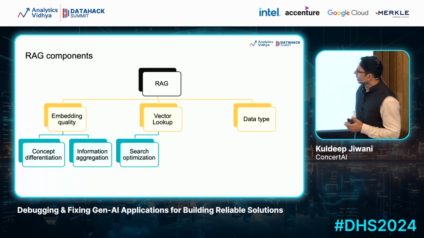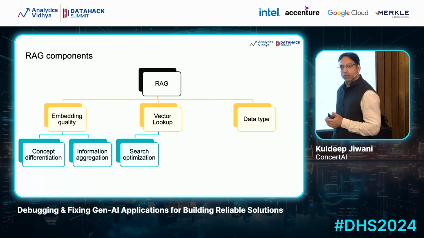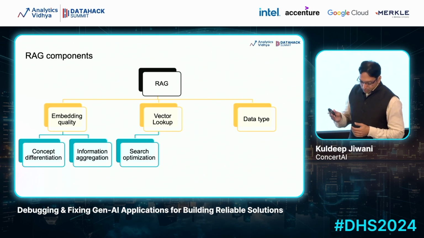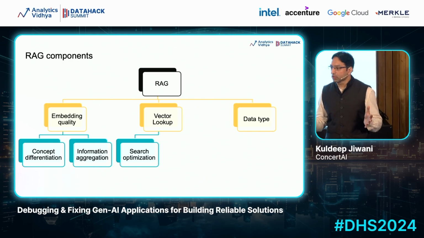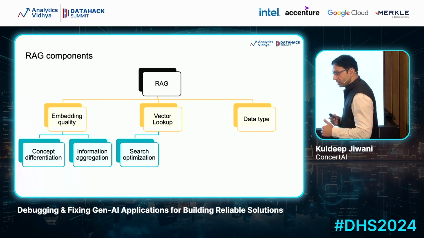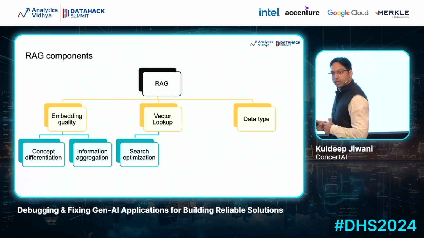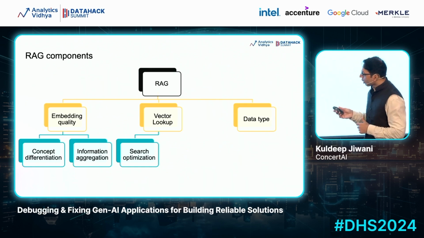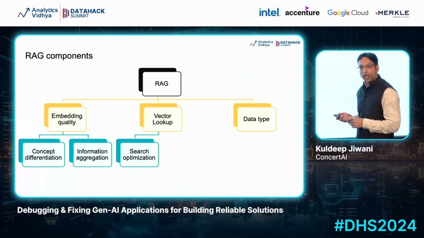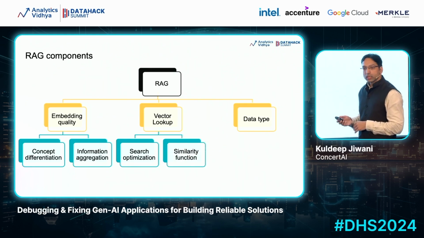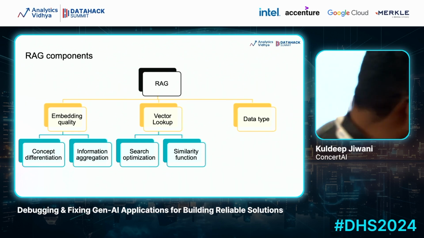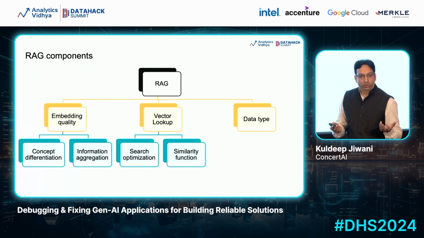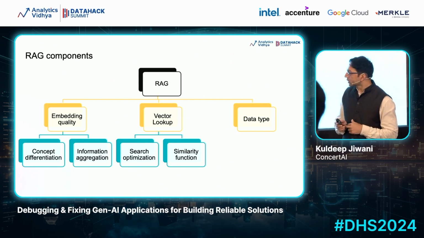Vector lookup, there are multiple things over there. One, in a vector store, these are designed to make things faster. In the attempt to gain speed, they lose accuracy. So we look at how to trade off between accuracy and speed. Then, in a vector store, you need some function to compare, like cosine similarity or Euclidean distance. They also have drawbacks. So let's talk about the impact of those things.